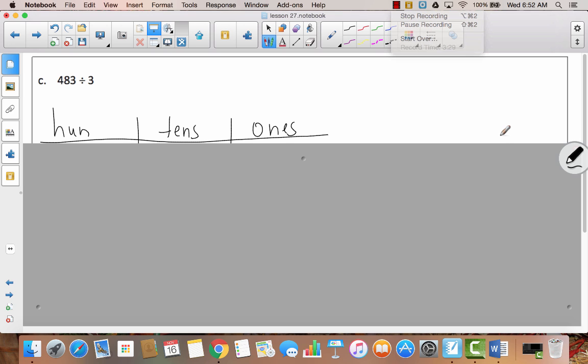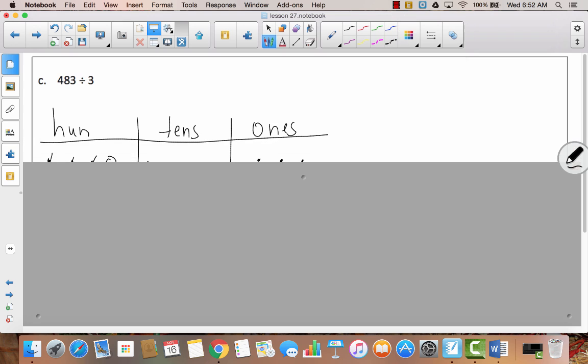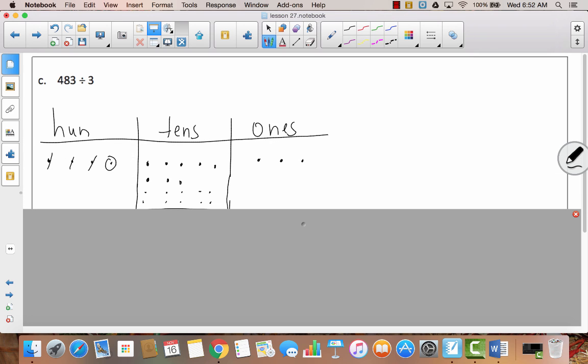Okay, so let's see how you did. So first of all, you had to model your 483, and you'll notice I didn't mark all these out this time because I wanted you to be able to see. So here's my original 400. Here's my original 8 tens. Don't pay attention to this because this is where I had to unbundle. And then I had my 3 ones.